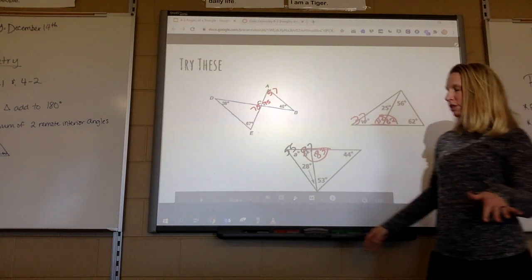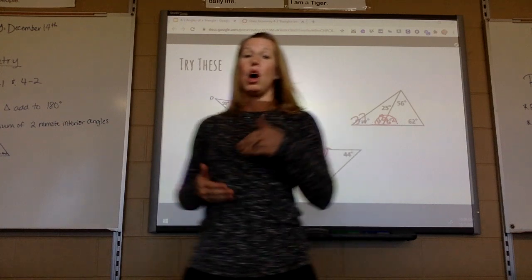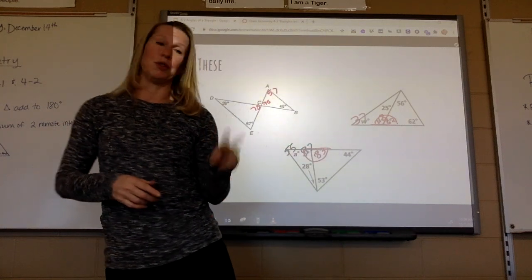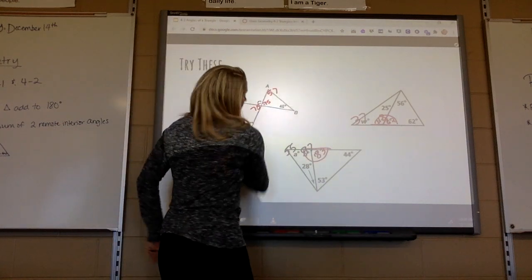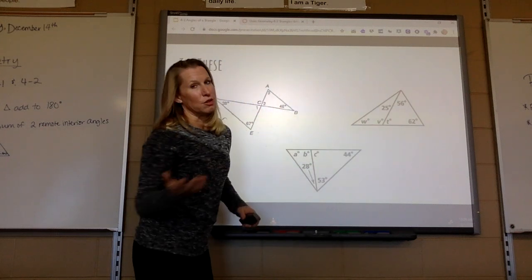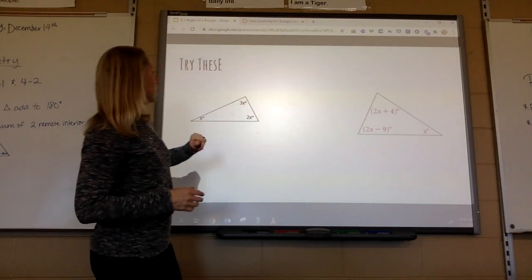So all the angles in a triangle add up to 180. Always start with a triangle where you already know two of the angles. And then remember, your vertical angles are equal and your linear pairs add up to 180.